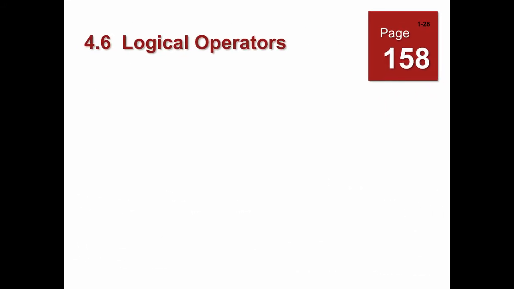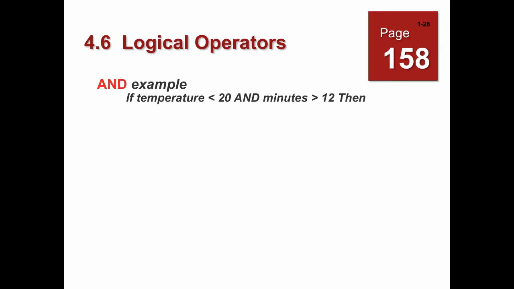Let's go back to talking about logical operators. Here's an and example. If the temperature is less than 20 and, there's that big and, minutes is greater than 12, then display the temperature is in the danger zone, and end the if. So it's got to meet two conditions. Got to be less than 20 with more than 12 minutes exposure.